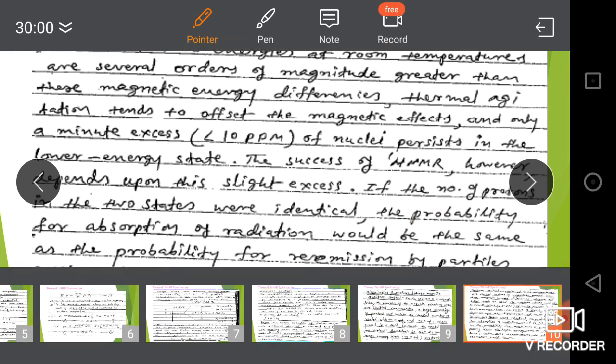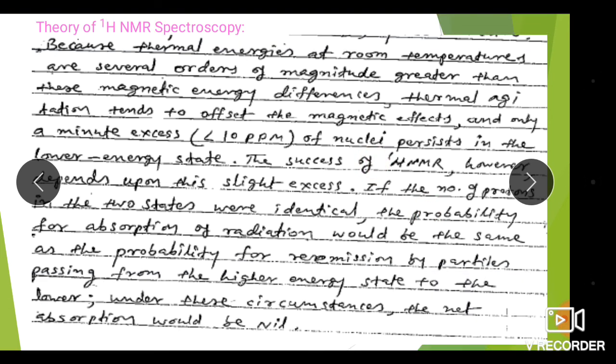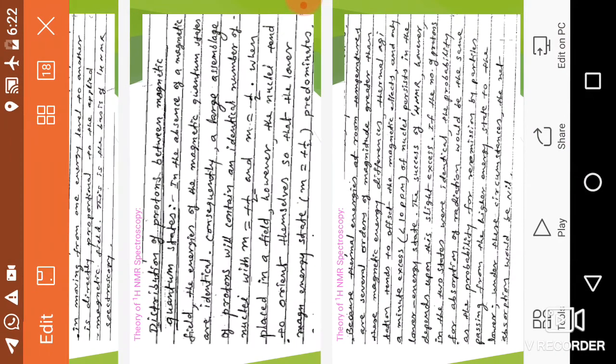So this is about the theory of H1 NMR spectroscopy.